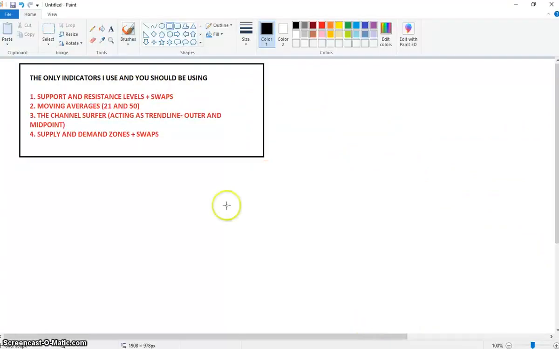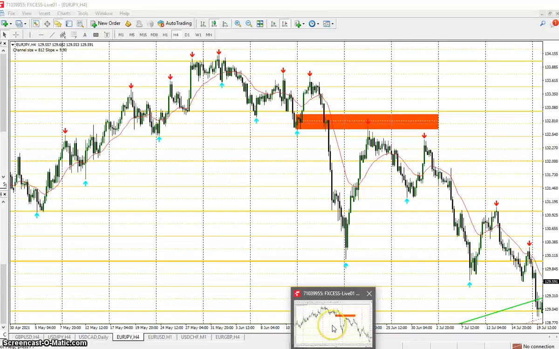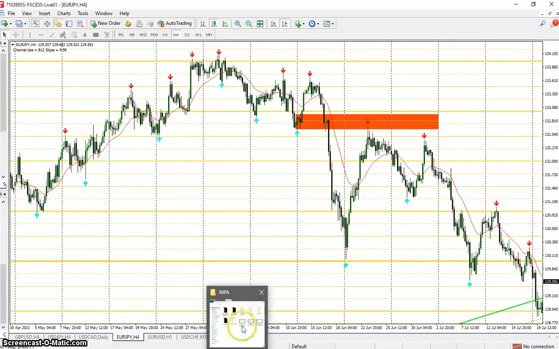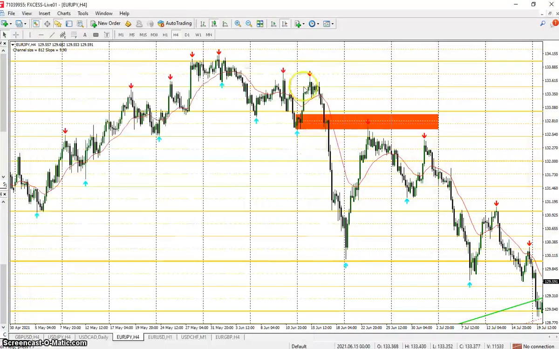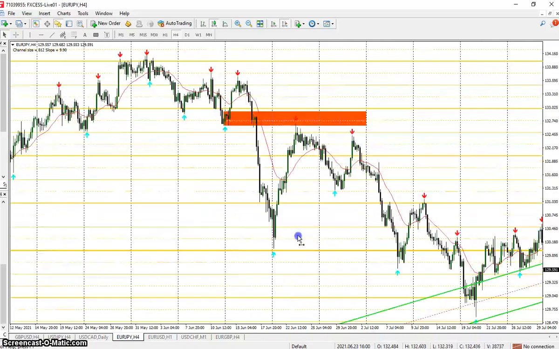So I'll just repeat again like a refresher: support and resistance levels plus the swap. Just go and read your material or watch those videos again. Everything I have already stated clear there. Moving average, you can use 21 or 50, but I normally use this 21 more. The channel surfer, which is acting as trend line, that is the outer and the midpoint. Then the supply and the demand zone plus the swap. Okay, those are the major indicators I use for my analysis.